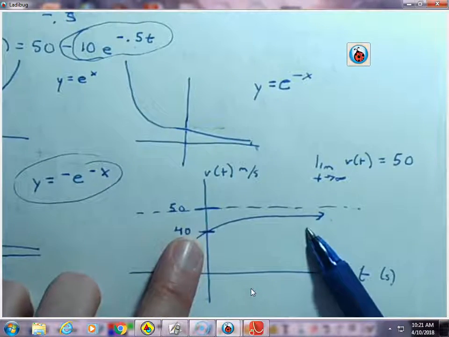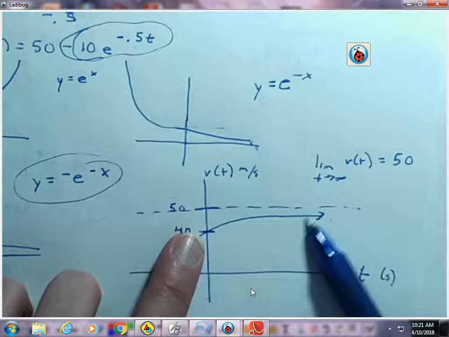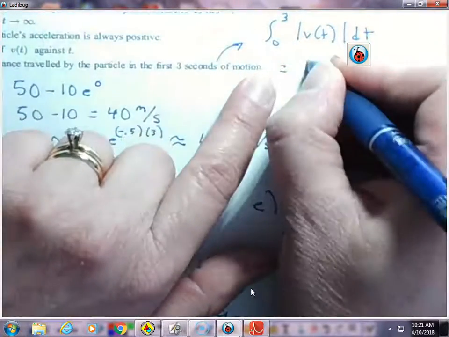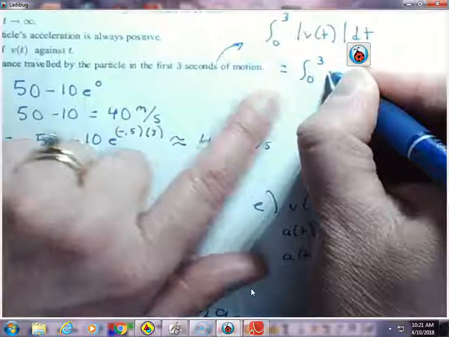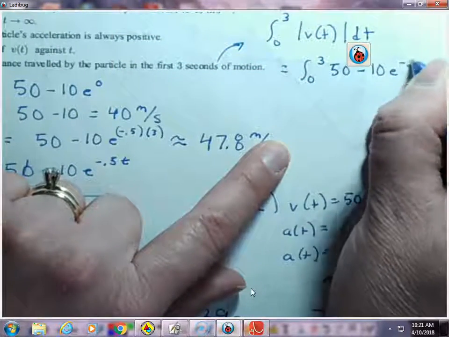We sketched it. From 0 to 3, does it change directions ever? No, it's always positive. It never crosses the x-axis. So this would be the same as just integrating it, because it's always positive. So we're just going to put that in on the calculator.